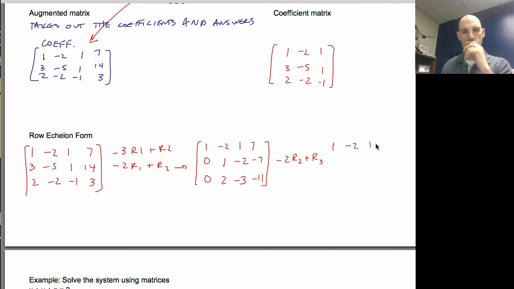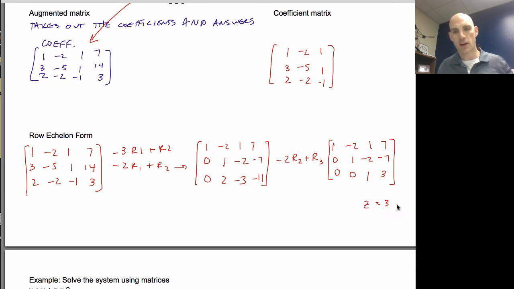1, negative 2, 1, 7, 0, 1, negative 2, negative 7. And then when I multiply row 2 by negative 2, I'm going to have negative 2 plus 2, so this is 0. Now this is 0, and negative 2 times negative 2 would be 4. 4 plus negative 3 would be 1, and then negative 2 times negative 7 would be 14. 14 plus negative 11 is 3. So essentially, what do I have here? Essentially what I have is z equals 3, and then I can back substitute, okay?